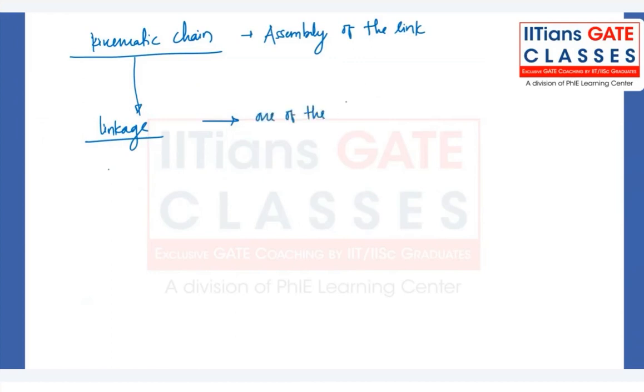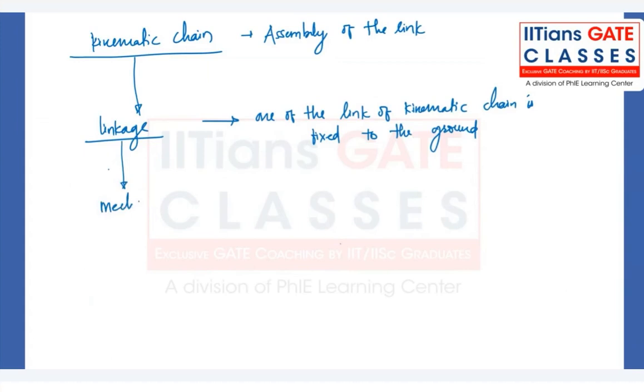One of the links of the kinematic chain is fixed to the ground. Then we call it a linkage. And what is the result out of it? The linkage will make a mechanism.